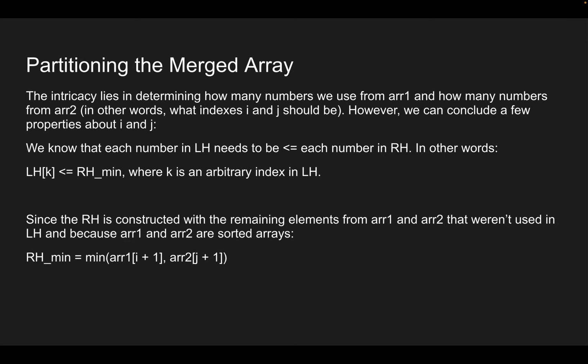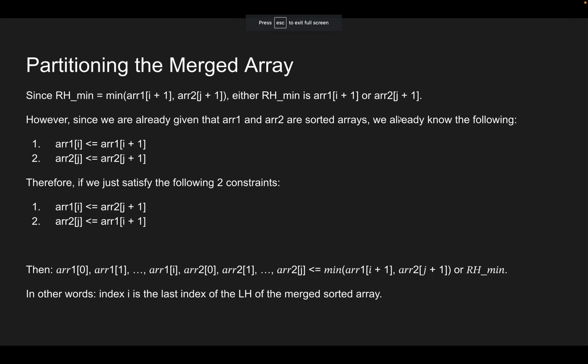Now, since the RH is constructed with the remaining elements from array 1 and array 2 that weren't used in LH, and because array 1 and array 2 are sorted arrays, the minimum of RH is going to be the minimum of array 1 at index i plus 1 and array 2 at index j plus 1. So the minimum element of RH is going to be either array 1 at index i plus 1 or array 2 at index j plus 1.